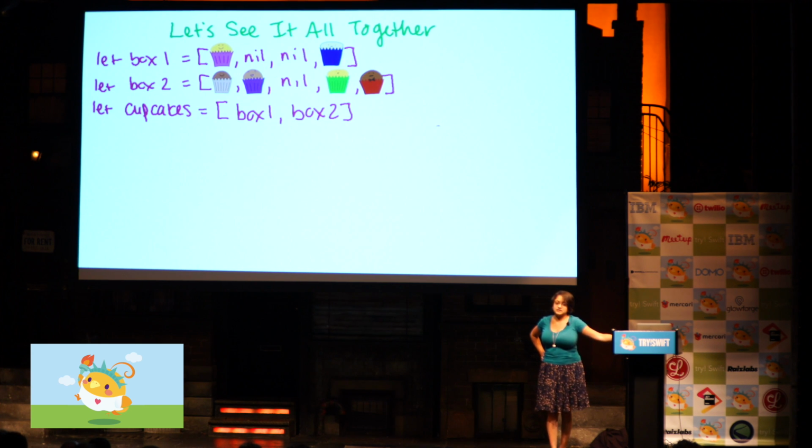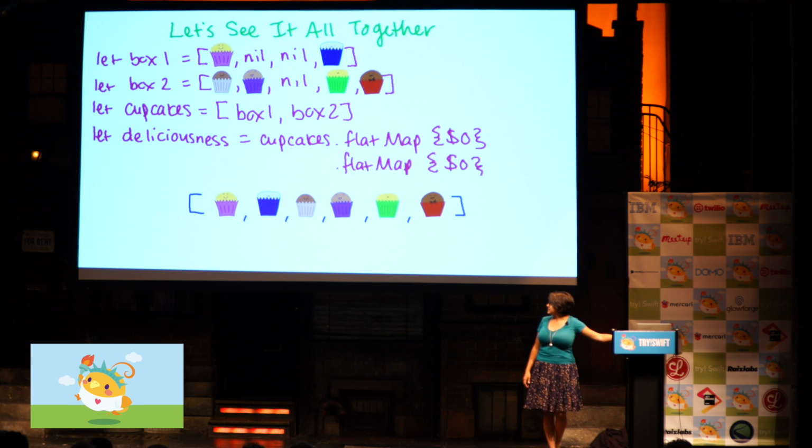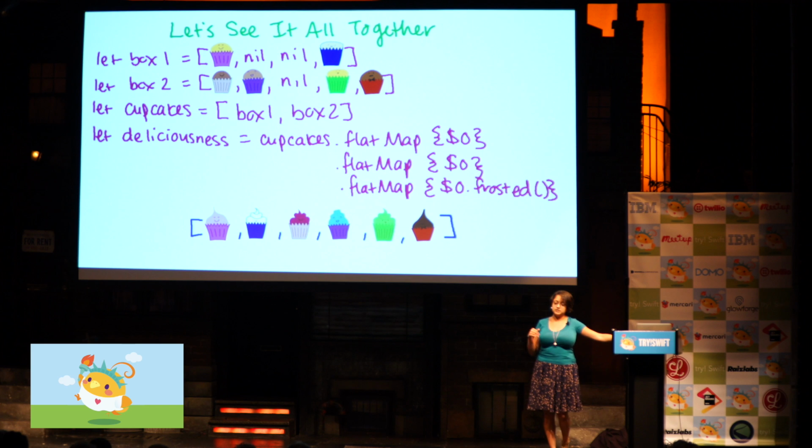So we'll start with two boxes of cupcakes that may or may not have some nils in there, and cupcakes will be an array of cupcakes. The first thing I would do is flat map it, and that would combine the two boxes of cupcakes into one box. The next thing I would do is flat map it again to remove all of the nils. We would flat map it again to frost all of the cupcakes.